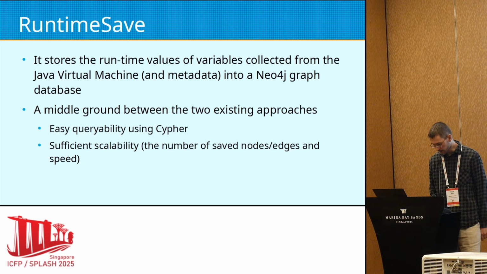So therefore we designed RuntimeSave, which is an approach that stores runtime values of variables collected from the Java virtual machine and some associated metadata into a Neo4j graph database. So it is basically a middle ground between these two existing approaches. It combines easy queryability using Cypher language, which is included in Neo4j, and on the other hand, it has sufficient scalability. So the number of saved nodes with respect to number of saved nodes, edges, and speed.